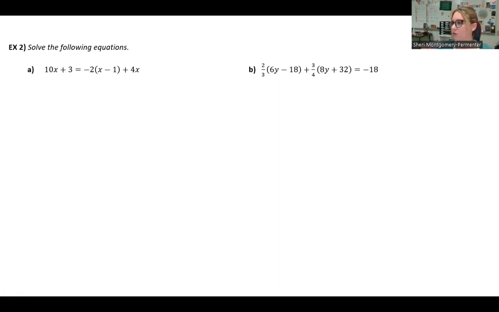We've got to multiply. So we have to first do the distributing, and everything else I can just rewrite. So when I do that, I end up with -2 times x, or -2 times 1x, so it's just -2x. And then -2 times -1, what's a negative times a negative? Positive, so it'll be plus.